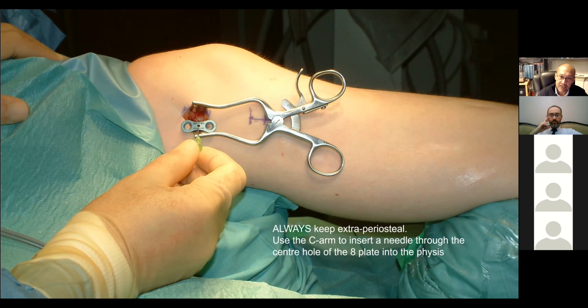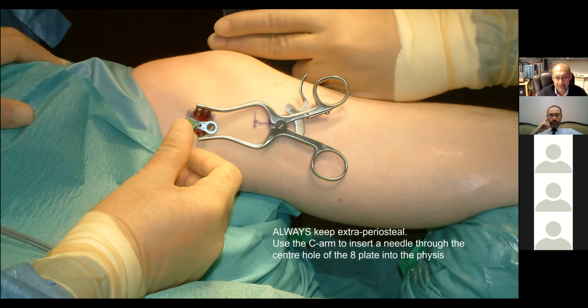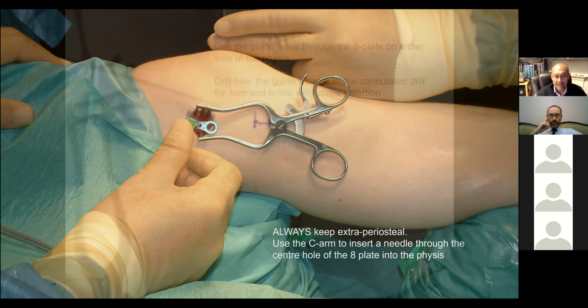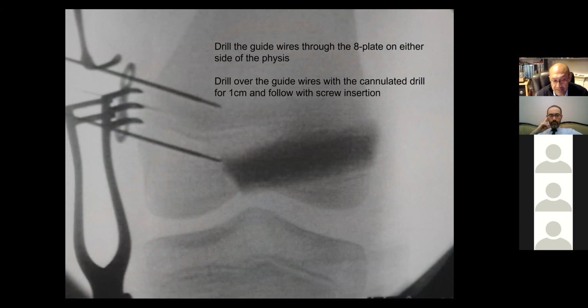When you get the right plane, which is the extra periosteal plane around the perichondrial ring, I usually try to locate the center of the physis with a hypodermic needle. And I put this hypodermic needle through the central hole of the 8-plate device, as you can see here. This allows me to center that 8-plate on the physis. Once that is done, I will then negotiate that 8-plate down into the perichondrial ring layer.